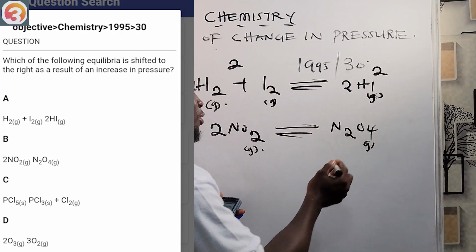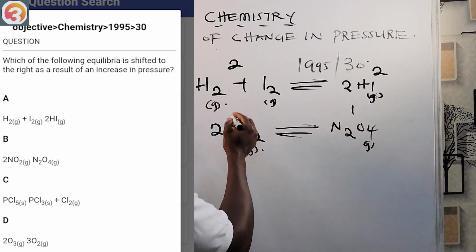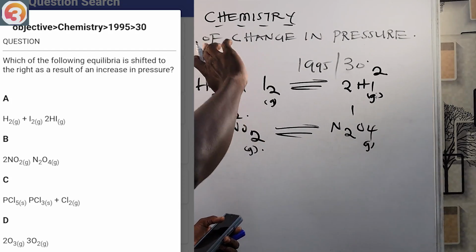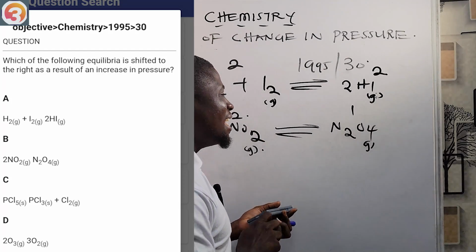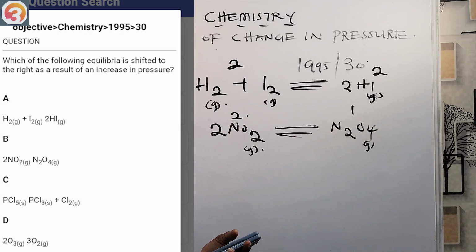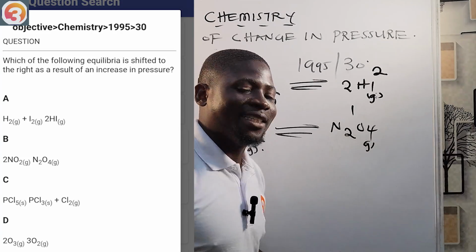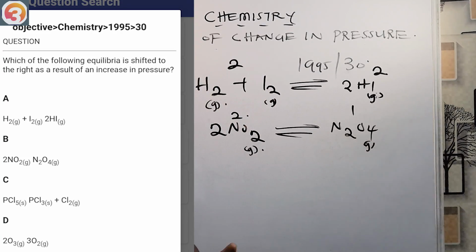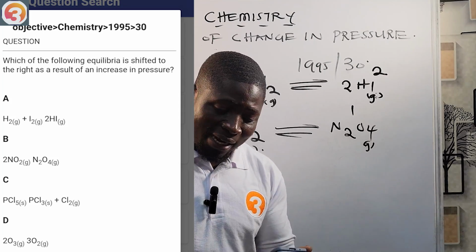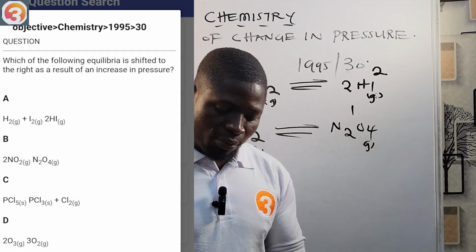Forward reaction. So this is 1 mole of gas here, and here is 2 moles. So if I increase pressure, it will favor the side that has less volume. That is N2O4, and it will be shifting to the right. That is the forward reaction. So we have gotten our answer. In case you have time, you can analyze the remaining 2 options.